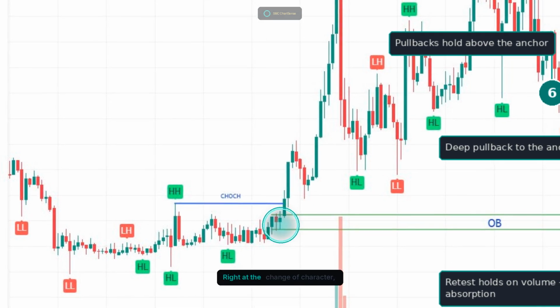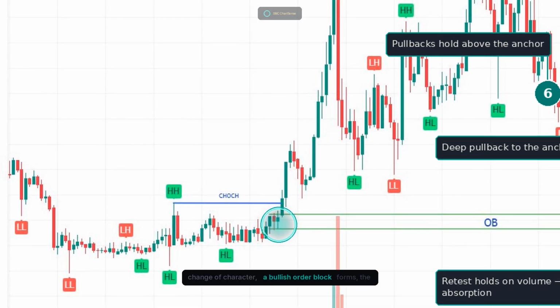Right at the change of character, a bullish order block forms, the green demand band, the last down candle cluster before the move up. This is the single most important level on the chart, the trend's anchor. As long as price stays above this zone, the move that began here is intact. It's the line in the sand for the whole trend.